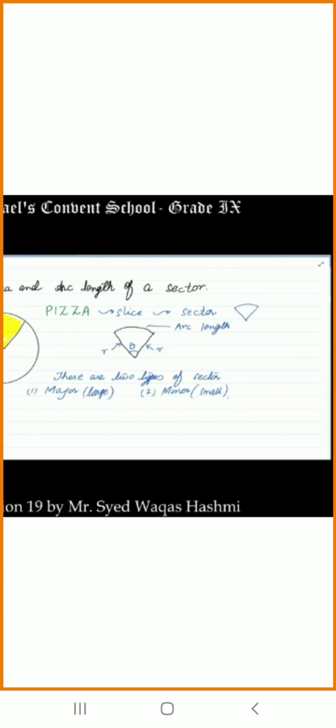So what quantity or what property differentiates between these two, major and minor? So that property is basically angle.